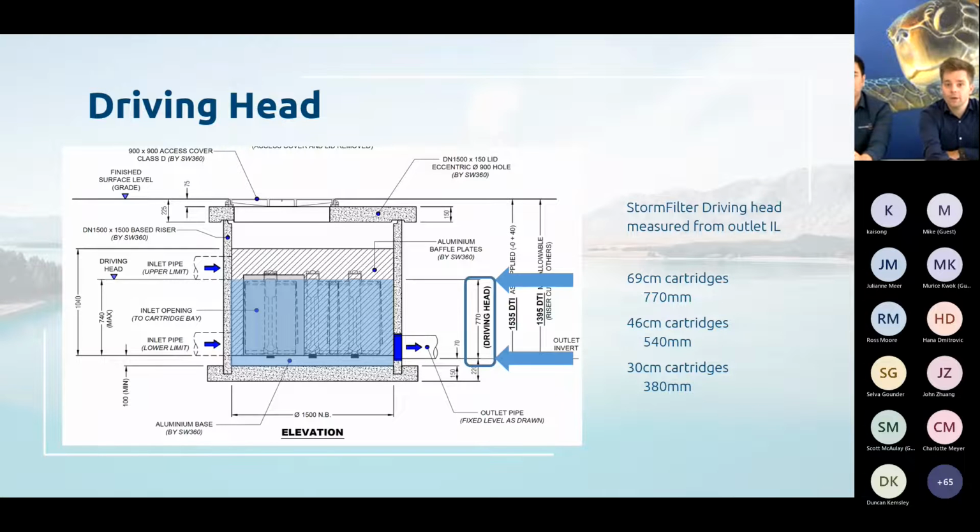And then if we compare with the StormFilter, that outlet invert and the range of the inlet inverts, no matter where that inlet pipe sits within that range, we still need the water to build up to that level for the device to operate. So even with 30 millimeters fall through the StormFilter, we might still need 770 mil of driving head.